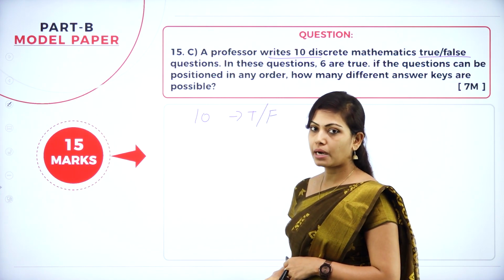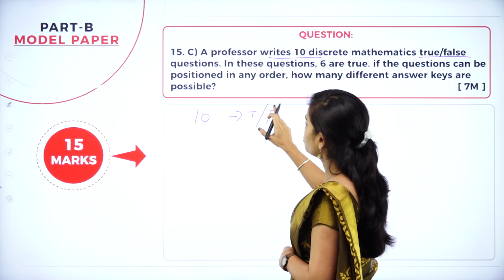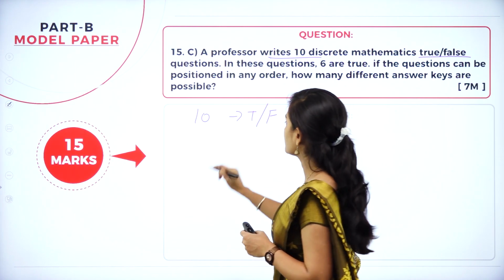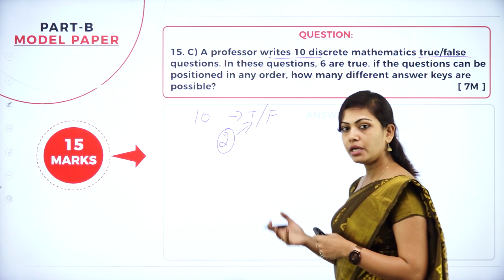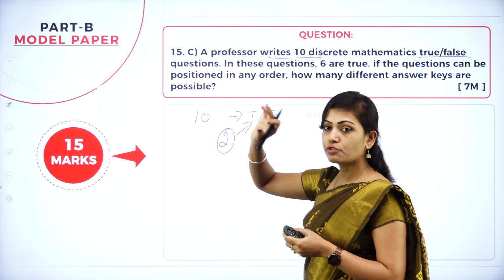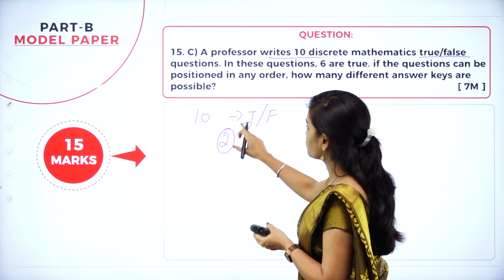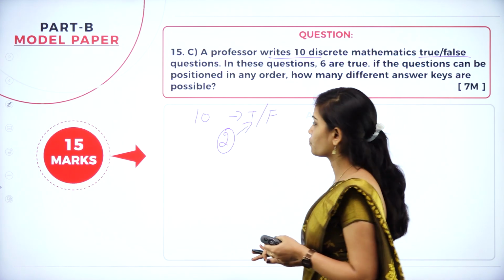10 discrete mathematics questions. Out of that, we have true and false. So how many possibilities are there? Only 2 possibilities, that is true or false. So here 10 discrete mathematics questions are there, and each can be true or it can be false.